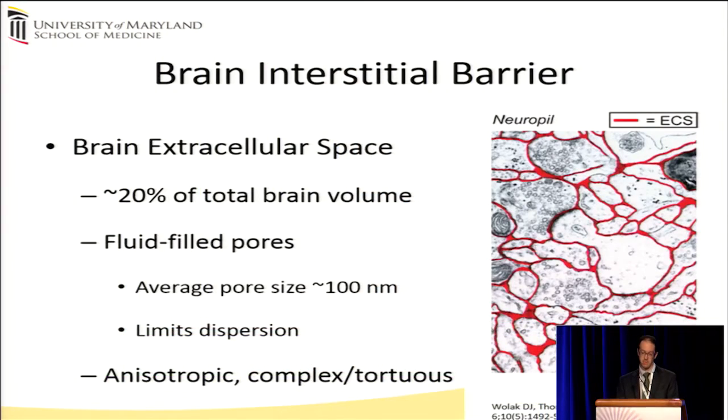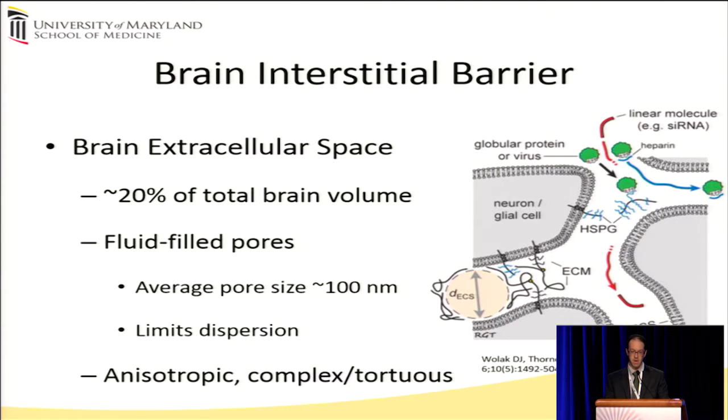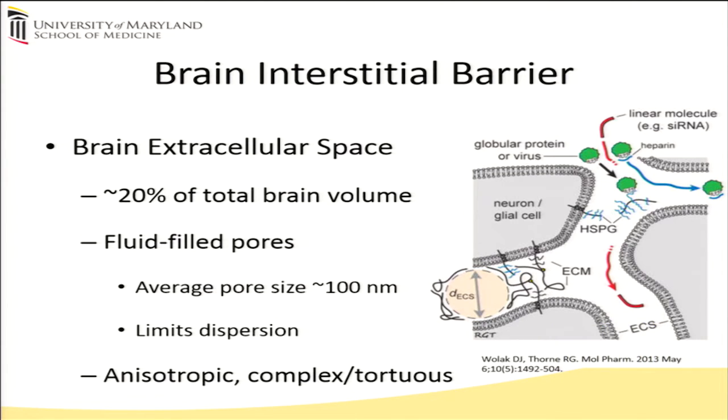In this project, our group actually focused on a second barrier within the brain, not the blood-brain barrier, but something called the brain interstitial barrier. Essentially, this barrier is formed by the brain extracellular space, which you can see outlined in red on this electron microscopy image. The extracellular space makes up about 20% of the total brain, and it's been modeled as a series of fluid-filled pores with an average size of about 100 nanometers. Different components of the extracellular matrix form these narrow corridors that limit the movement of compounds within the brain. This has the potential to have broad implications for different biological processes, for drug delivery within the brain, and potentially for clearance through the glymphatic system.